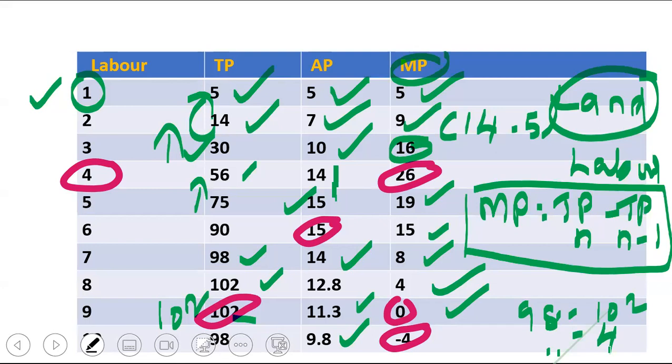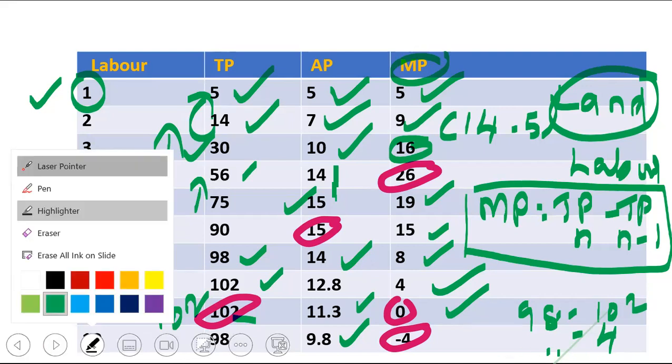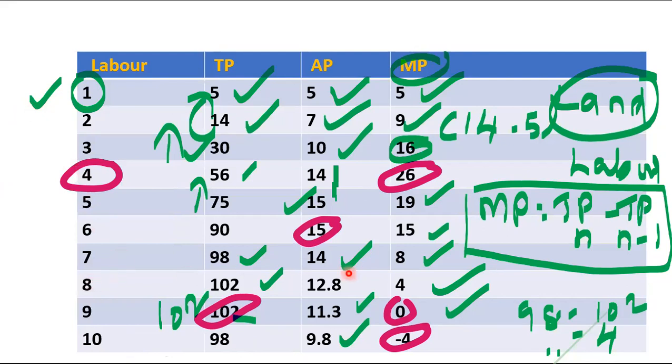Could you follow? Again, I'm repeating. AP, how did I get it? TP divided by labor. 5 divided by 1, 5. 14 divided by 2, 7. 30 divided by 3, 10. 56 divided by 4, 14. 75 divided by 5, 15. 90 divided by 6, 15. 98 by 7, 14. 102 by 8, 12.8. Again, 102 by 9, 11.3. 98 divided by 10, 9.8.